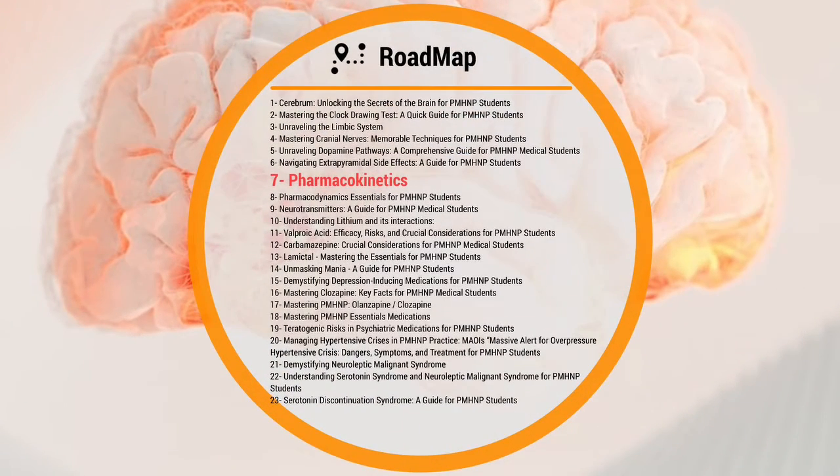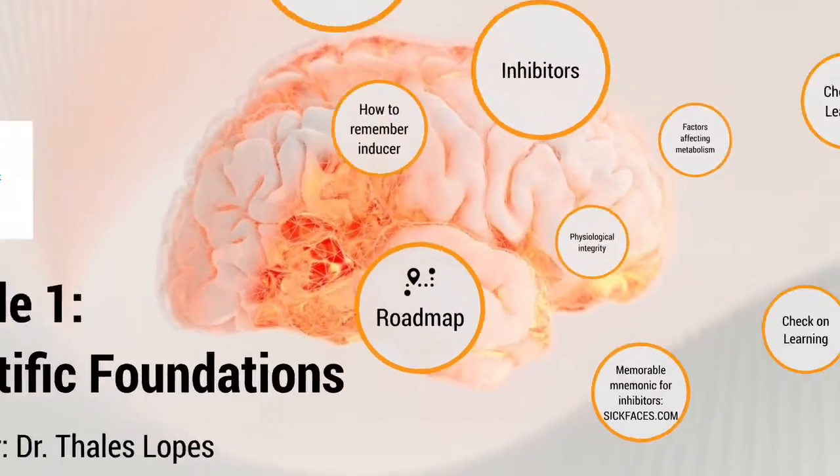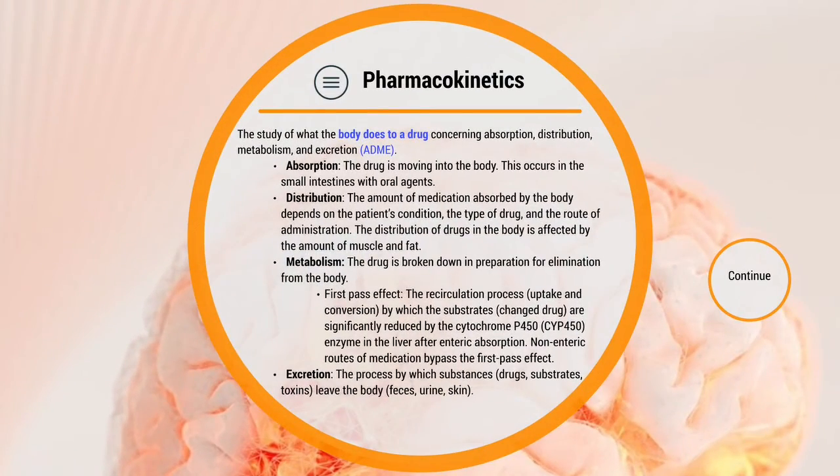This is our roadmap, and here we're covering pharmacokinetics. So, what is pharmacokinetics? Simply, it is what the body does to the drug, right? And that is through absorption, distribution, metabolism, and excretion. And then you can remember ADAM, ADAM for absorption, distribution, metabolism, and excretion.